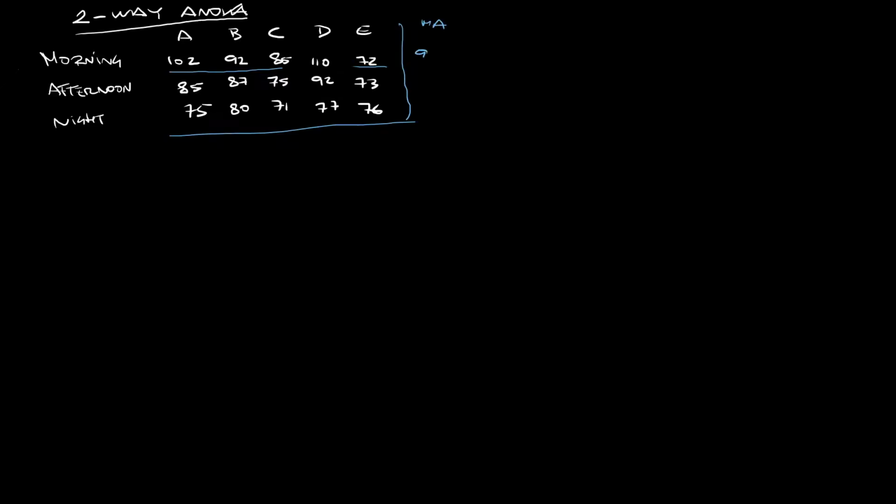So you'll get 92.4. Here is the same thing: 85 plus 87 plus all these numbers divided by 5. You'll get 81.6. Here in the bottom row is the same thing. You'll get 76.6. And then what you do is average these three elements, and you will have an important element that we will be needing for the next table, and this is 83.53.